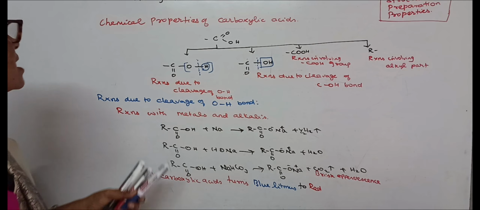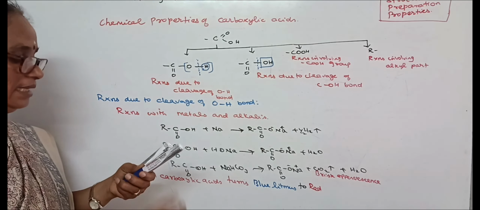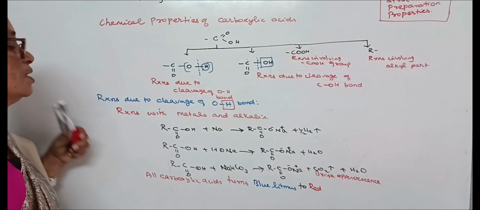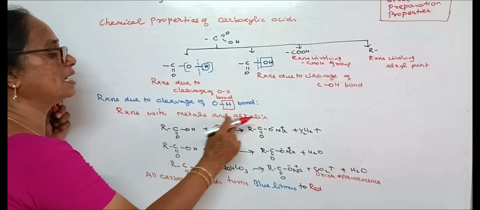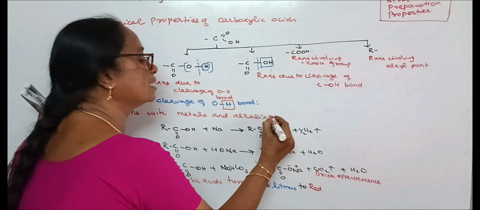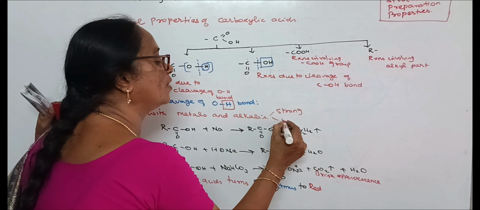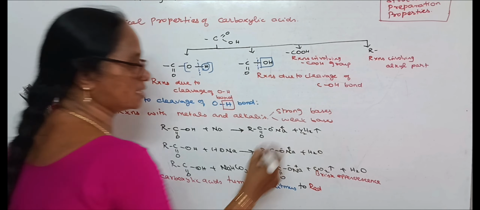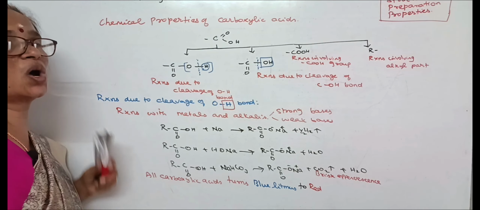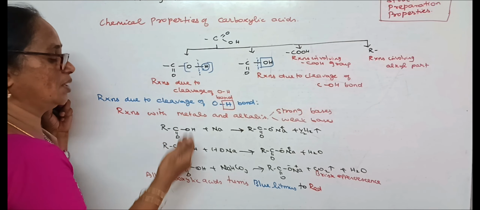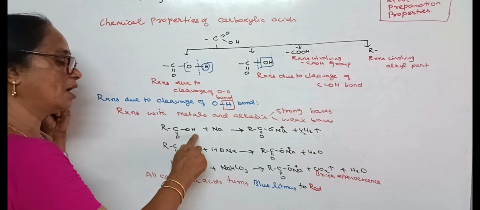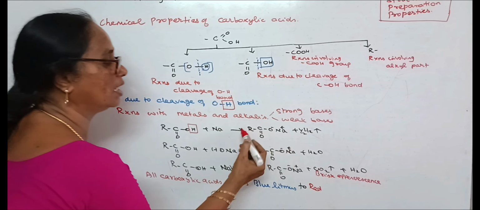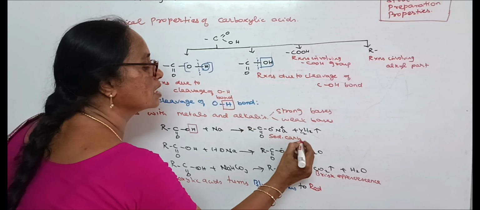Let us see first of all the reaction due to cleavage of the OH bond. In this case, the hydrogen atom becomes the leaving group of the carboxylic group. So let us have the reactions with the metals and alkalis. The alkalis could be strong alkali or even weak, so we can have strong bases as well as weak bases. Carboxylic acid being a stronger acid, a metal can displace the hydrogen from the carboxylic acid. So this hydrogen atom is displaced by the sodium metal, and we are getting sodium carboxylate.